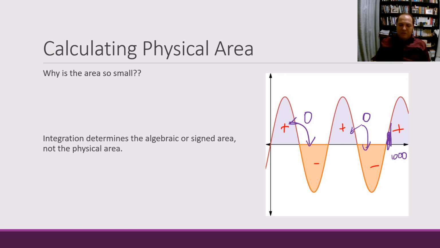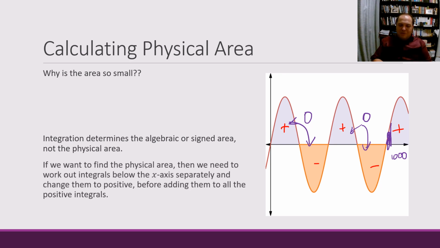So integration determines the algebraic area, or the signed area. It doesn't actually give us what we would call the physical area. So the physical area would involve us adding each of these components together to determine overall what is the actual area, when integration says any areas below the x-axis, those areas we're going to call negative. So if we do want to find the physical area, we need to have some other sort of approach.